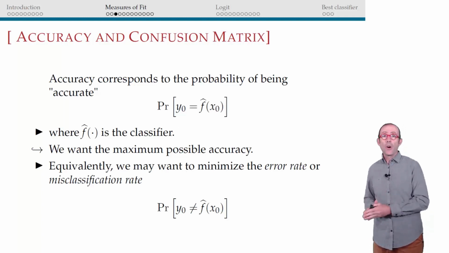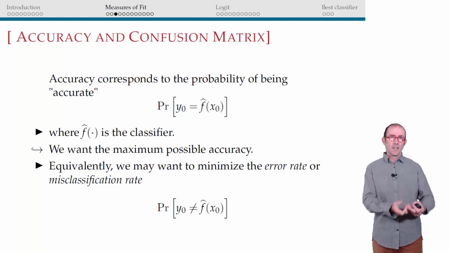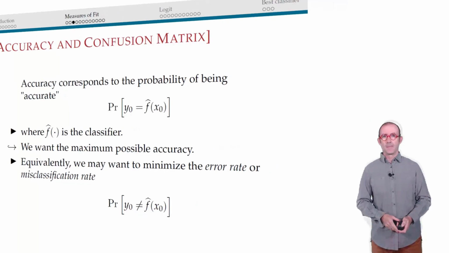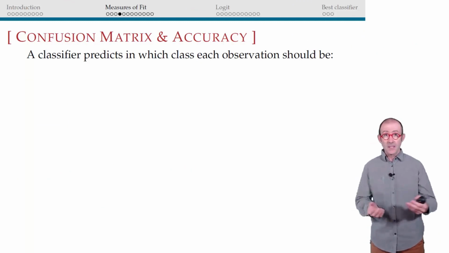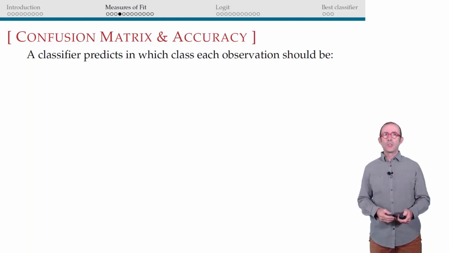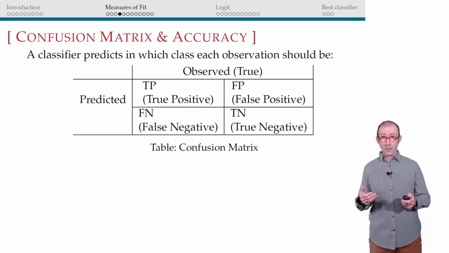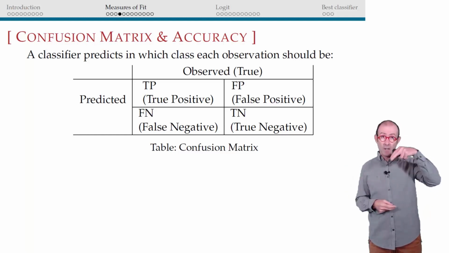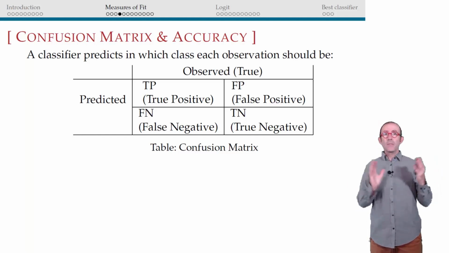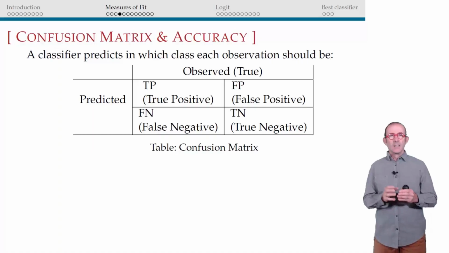Equivalently, we may want to minimize the error rate or misclassification rate, which means the probability of not being in the right category with the classifier, not predicting well the category. For computing the accuracy as well as many other measures of fit for these classifiers, we will use the confusion matrix. The confusion matrix is a very important tool that allows us to measure how many predictions were accurate, were good. And since we have two outcomes in our example, either you predict urban or rural, and you can observe urban or rural as well, we have four cases here that are named true positive, false positive, false negative, and true negative. These names are not so obvious.